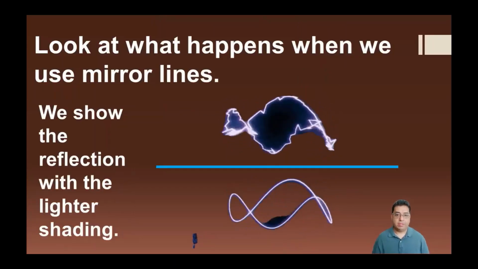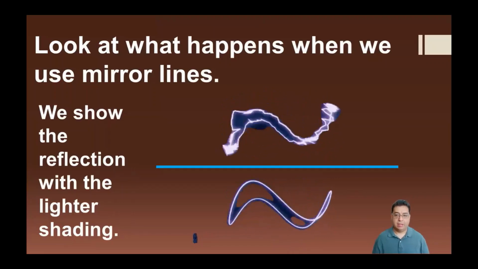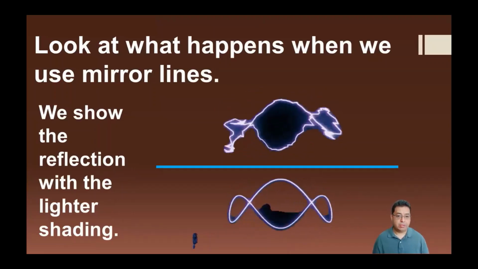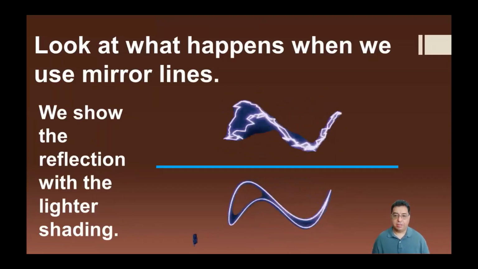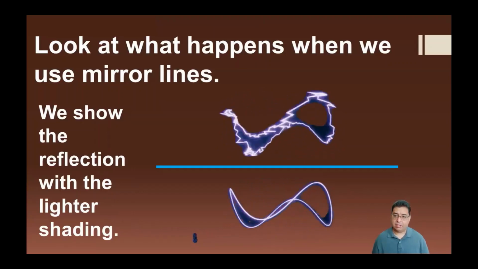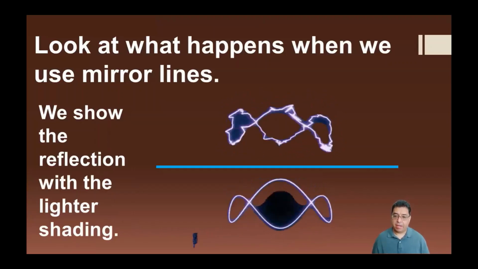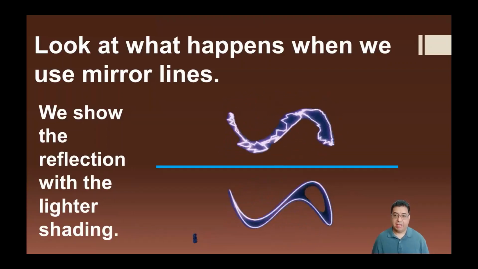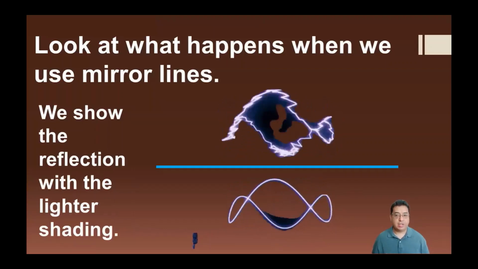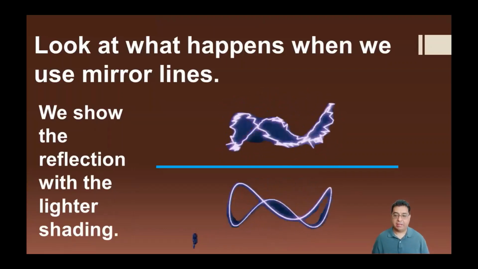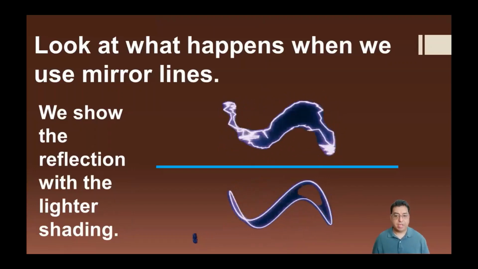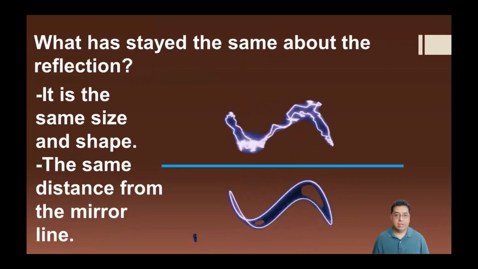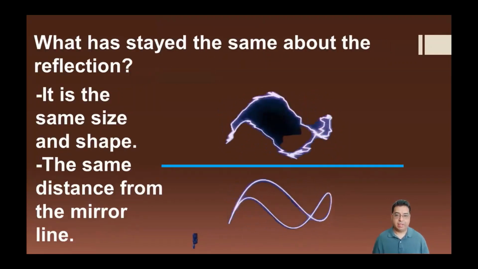Let's look at what happens when we use mirror lines here. So again, I've got the blue mirror line, and we show the reflection with the lighter shading. On the top here, you can see it's darker as it's spinning, and on the bottom, it's the opposite, it's lighter. The top part is darker, it's shaded, showing just little bits of light. And then the bottom is the opposite, where it's predominantly white, but it's showing little bits of darkness or shading in areas here.